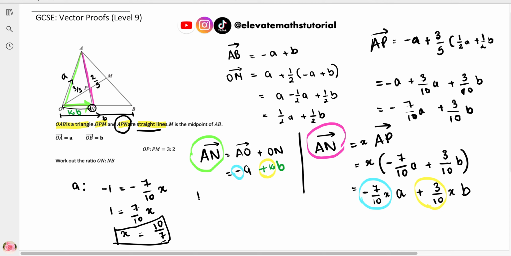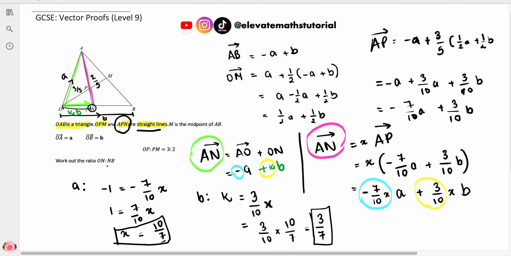We can do the same thing for b. We've done it for a, we do the same thing for b. So k is equal to 3/10 x. So then x, we already calculated it from a. So 3/10 times 10/7, that gives us 3/7. And this is sort of what we were looking for.